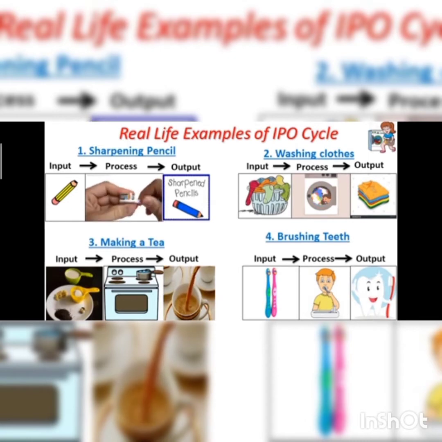Next example is washing the clothes. Input is dirty clothes. Processing is washing the clothes and output is clean clothes. Third example is making the tea. Input is tea powder, sugar, water. Processing is putting it on the gas and boiling the tea. Output is the tea. Did you understand the process of input, process and output, my children?